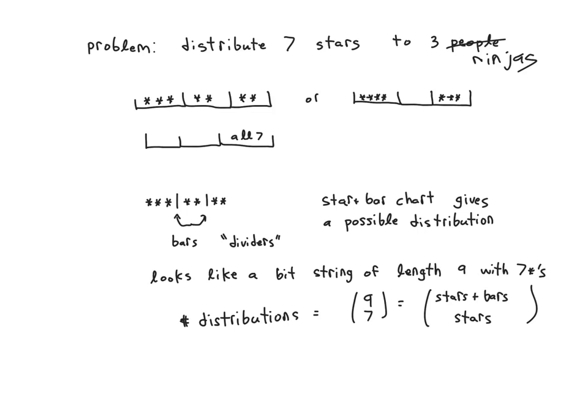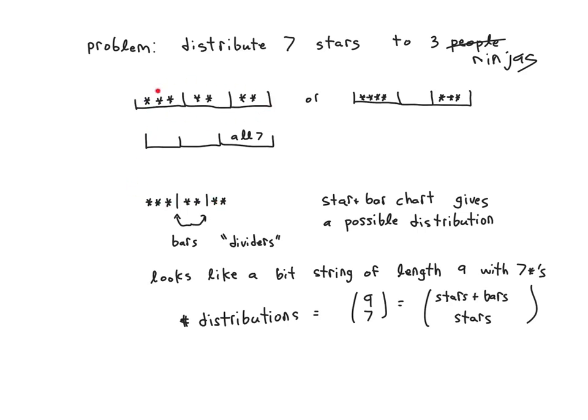So one way to draw the diagram is to give 3 stars to the first ninja, 2 stars to the second, and 2 stars to the third. Or you could consider other possibilities. There's no restriction saying that we can't give one of the ninjas no stars. So there is a distribution where you give the first ninja 4 stars and the third ninja 3 stars. Or you could consider possibilities where you don't give the first 2 ninjas any stars and you give all of them to the third one. He's a star hog.